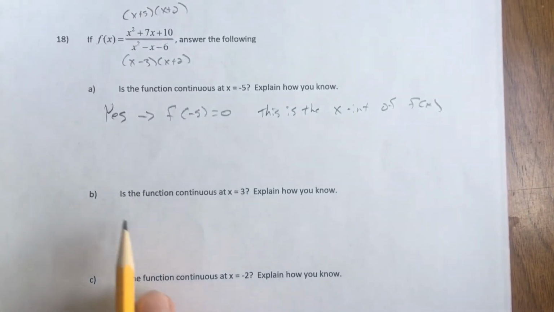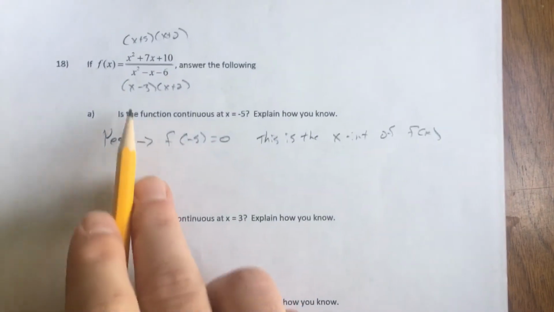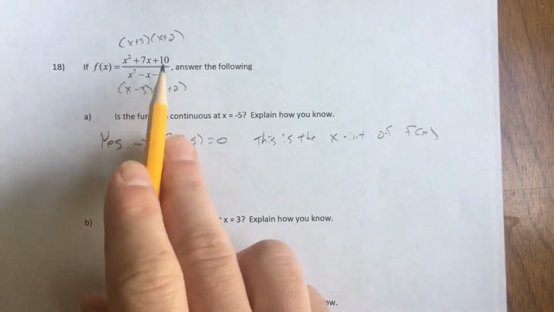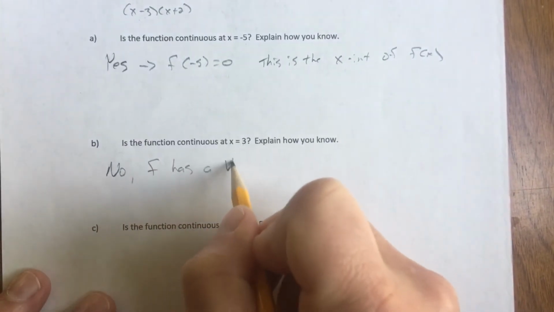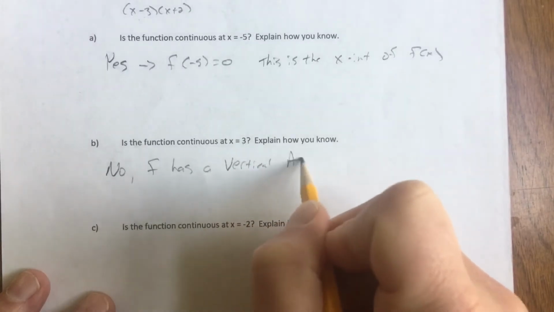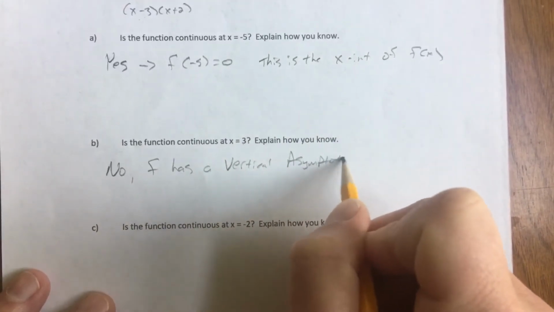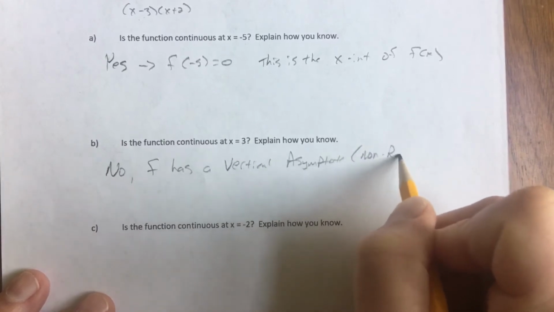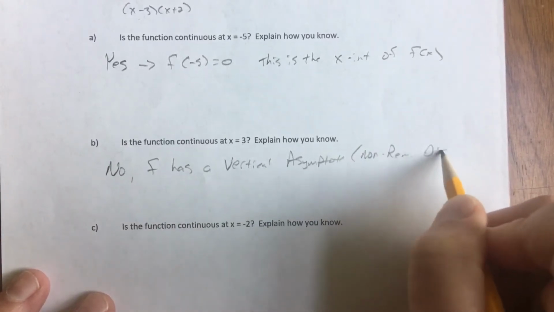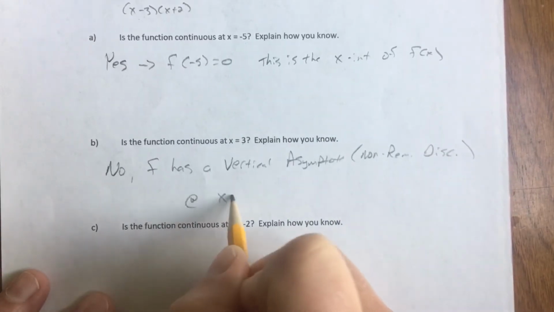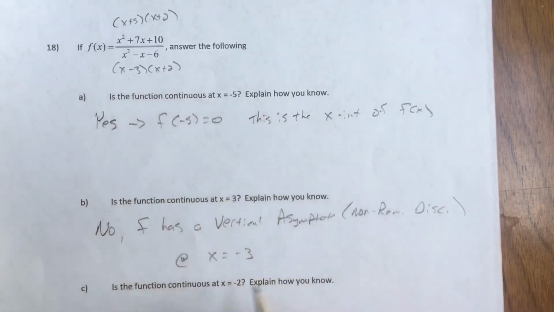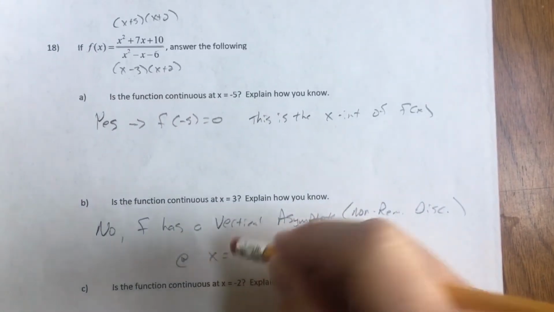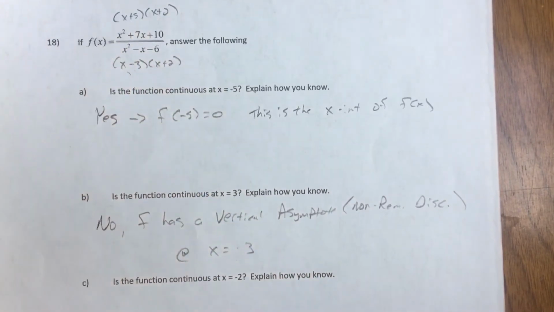All right. Now B says, is the function continuous at 3? Now x minus 3 is on the bottom. It's not canceling out. It's going to create a major problem for us. We would say for this one, no. F has a vertical asymptote, or if you said a non-removable discontinuity, at x equals 3. We know that because it has the factor of x minus 3 that does not go away.